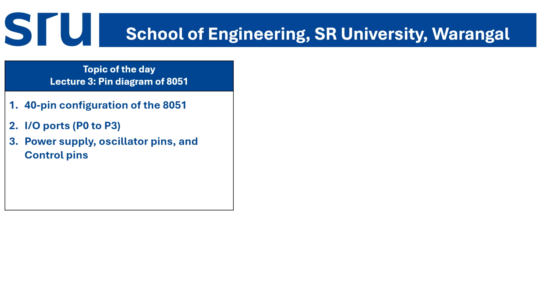Second, we will explore the input-output ports, port 0, port 1, port 2 and port 3, and understand how they are used for input and output operations. Third, we will discuss the power supply pins and oscillator pins, which are responsible for providing energy and clock signals to the microcontroller. And finally, we will understand the control pins, which manage important operations like memory access and execution control. By the end of this lecture, you will clearly understand how each pin of the 8051 microcontroller works and why it is important in real-world applications. So let's get started.